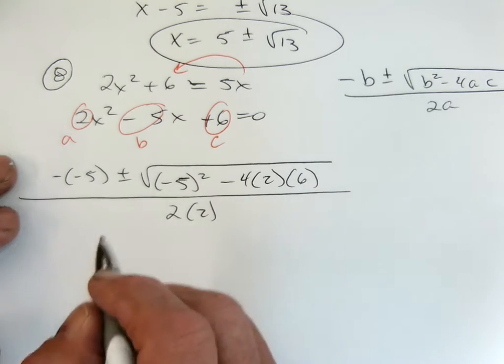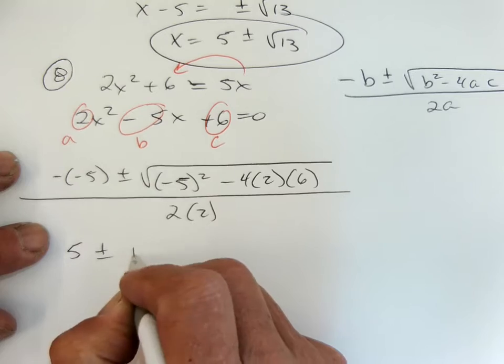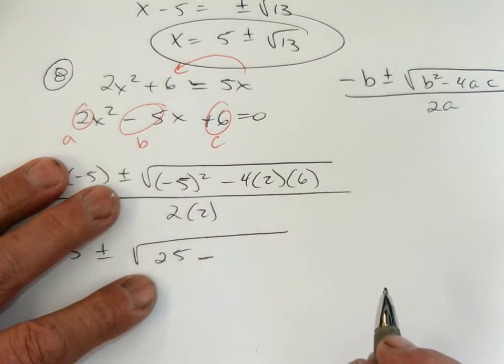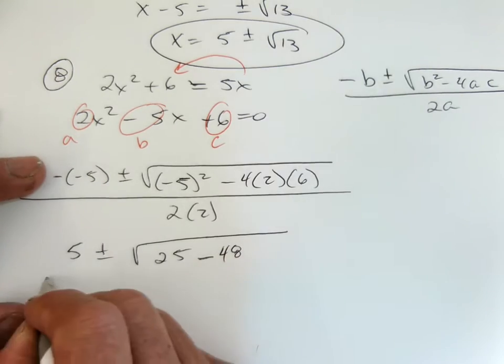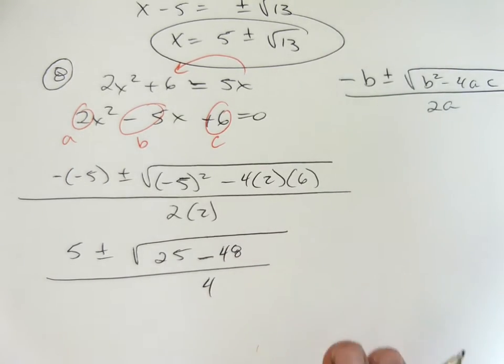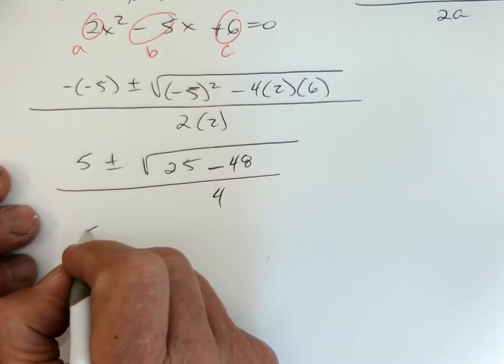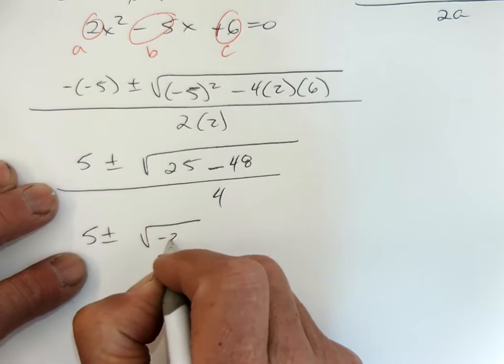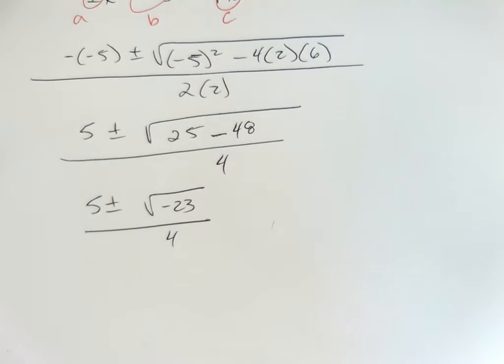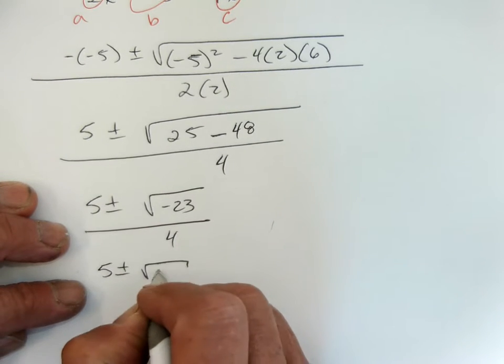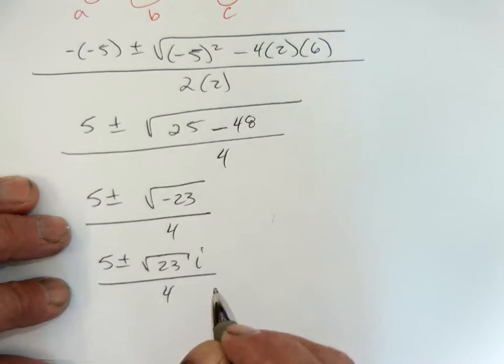Okay? So 5 plus or minus the square root of a positive 25, negative times a negative, minus 48, all over 4. 25 minus 48 is negative 23. 5 plus or minus the square root of negative 23 all over 4. So we're going to have an i answer, a complex answer: 5 plus or minus the square root of 23 i, over 4.